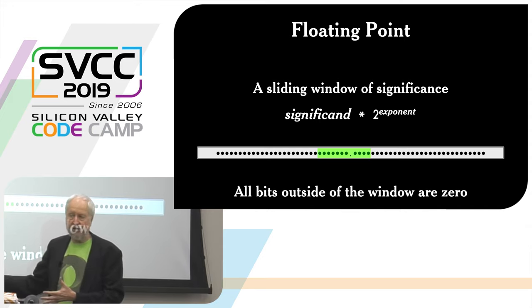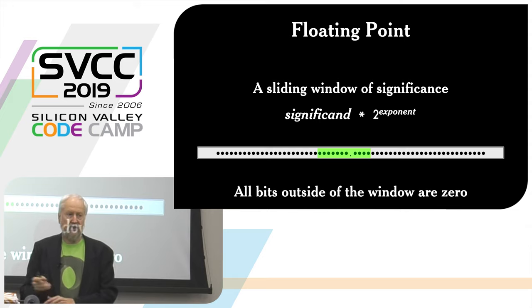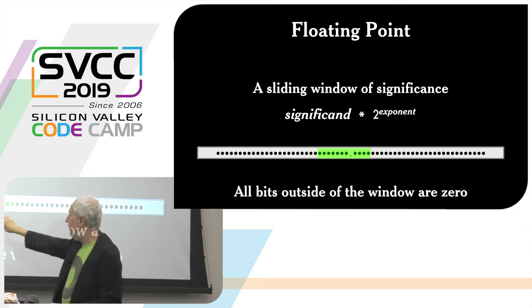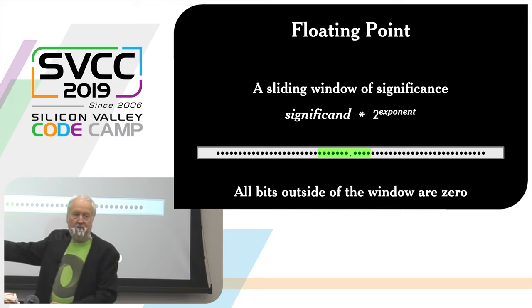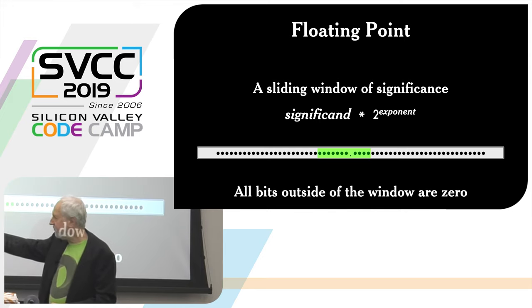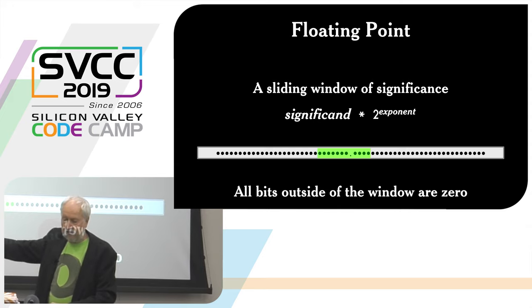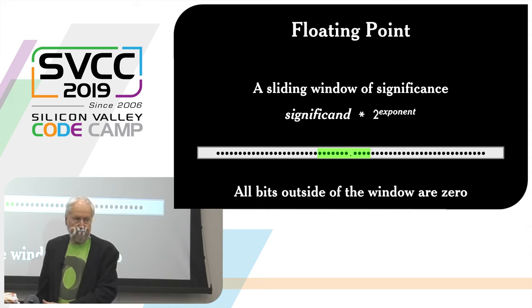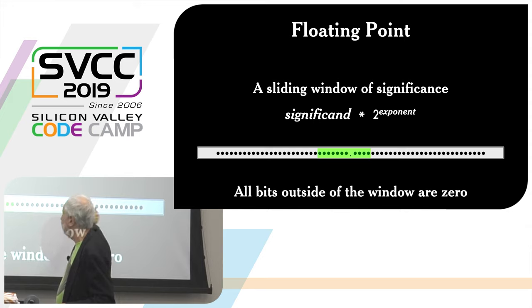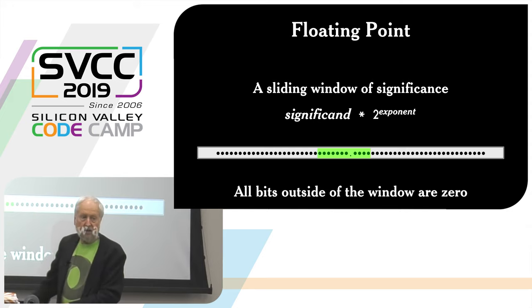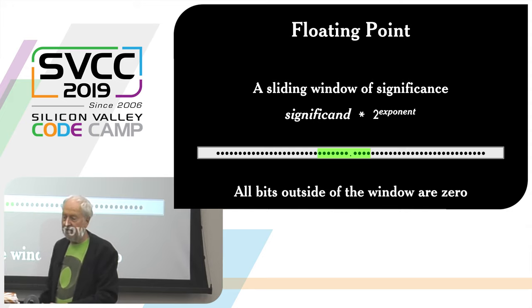And the size of the window is also determined by the floating point standard. In JavaScript, it's about 53 bits. So we've got this window that we can move around that will contain all of the significant bits. We can put it anywhere on that line, but you only get those bits. All of the bits that are outside of your window are interpreted to be zero. Okay, so that means if there are a bunch of interesting ones over here, those get lost. Those get truncated from your number.